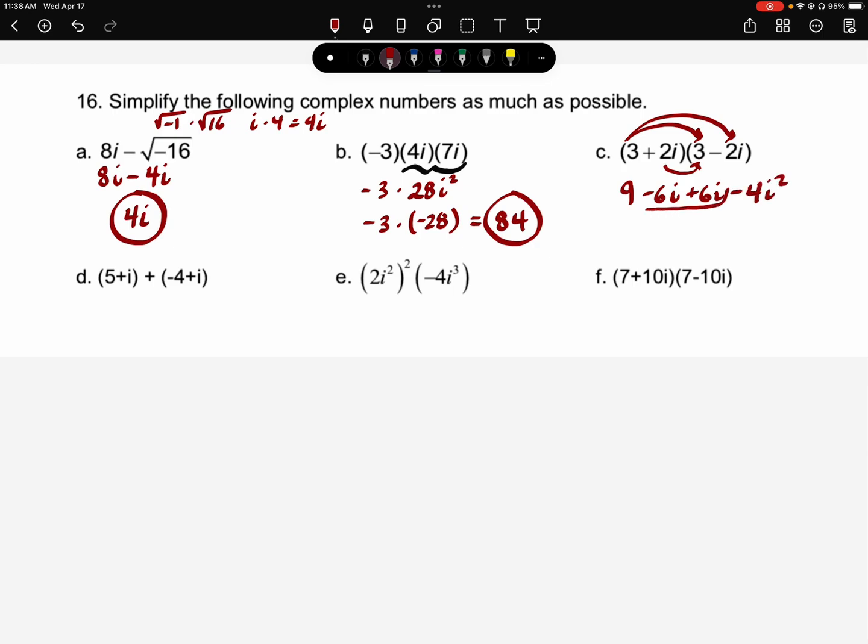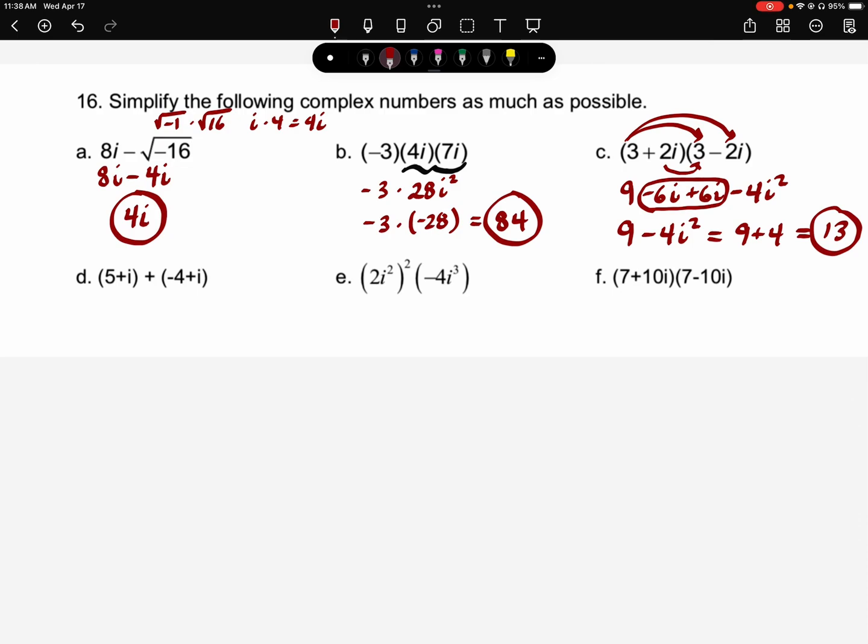Well, our 6i and our negative 6i will cancel. So right now we have 9 minus 4i squared. Now, negative 4 times i squared is like negative 4 times negative 1. So this is like saying 9 plus 4, and that should give us 13.